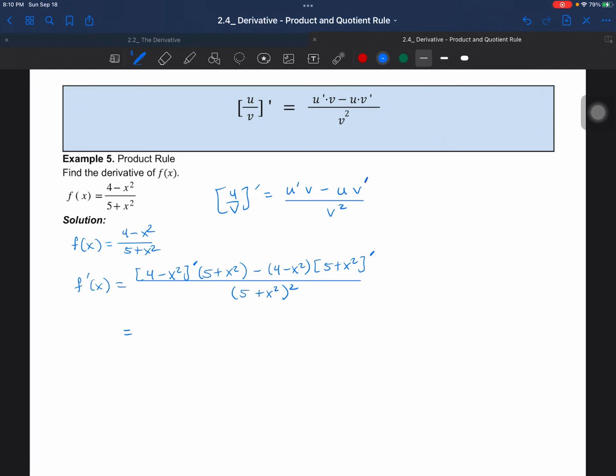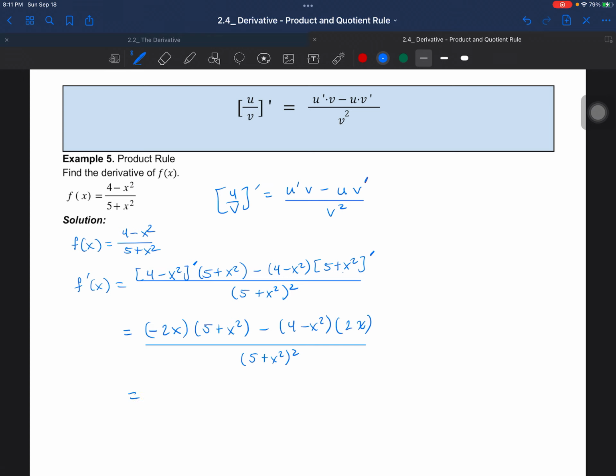So the derivative of 4 minus x squared: the derivative of 4 is 0, the derivative of negative x squared is negative 2x, times 5 plus x squared, minus 4 minus x squared times the derivative of 5 plus x squared. The derivative of 5 is 0 plus the derivative of x squared is 2x. And so this is it.